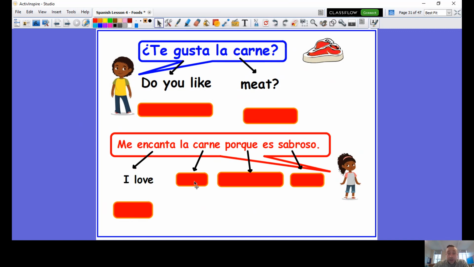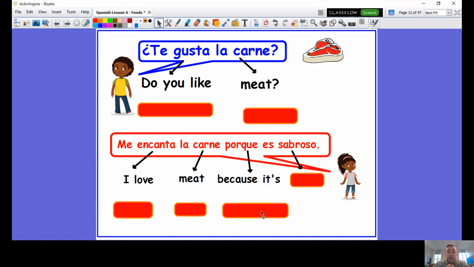We know la carne means meat. What about this bit? ¿Por qué es? ¿Por qué es? What does that mean? Because it's. And then one of our new words today, sabroso. Have a look at your writing sheet. That's right. It means tasty. Me encanta la carne porque es sabroso. I love meat because it's tasty. Muy bien. Let's do one more.